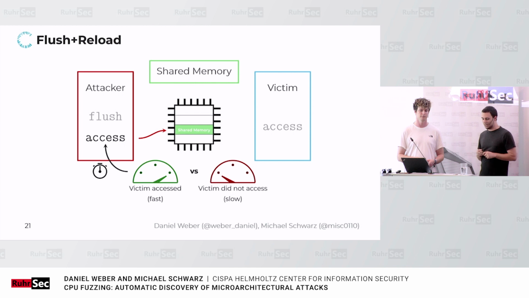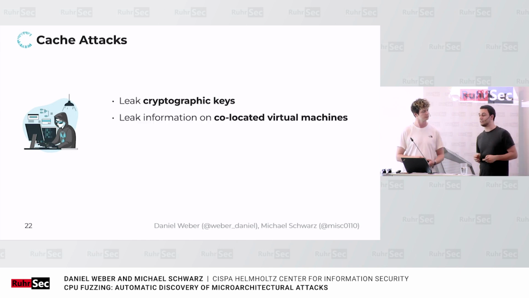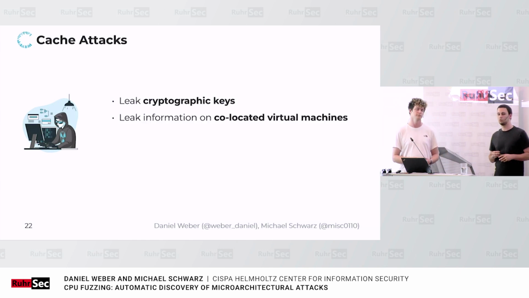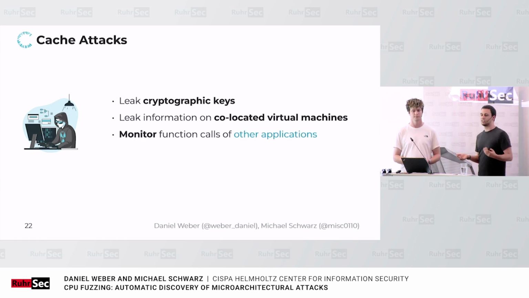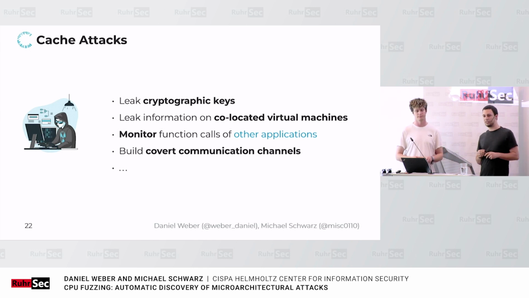This can be a huge security problem if you have memory accesses that depend on secrets. And we have seen that in old cryptographic implementations where the memory accesses depend on the secrets of the secret key. But it can also be used to transfer information between, for example, virtual machines, or just monitor function calls of different applications, building communication channels between applications.